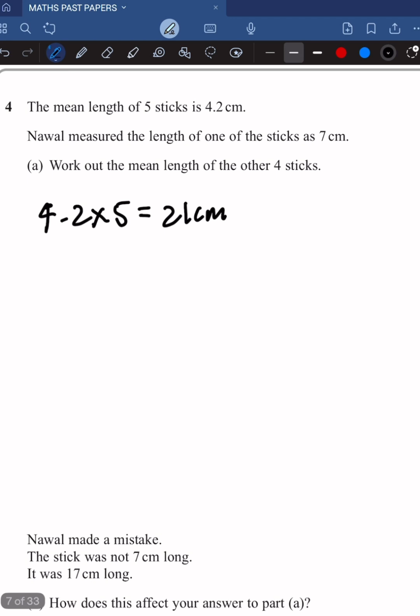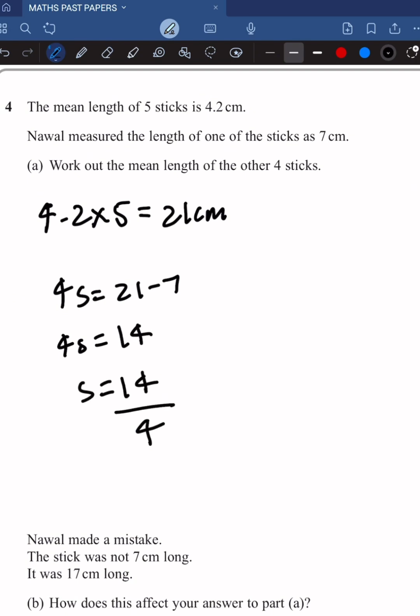So one of the sticks is 7 centimeters, which means that 4 sticks is 21 minus 7. 4 sticks equals 14. 1 stick is 14 over 4, which is 3.5 centimeters.